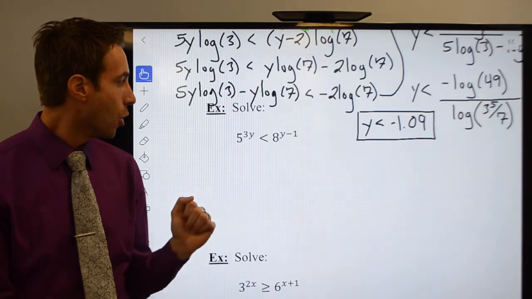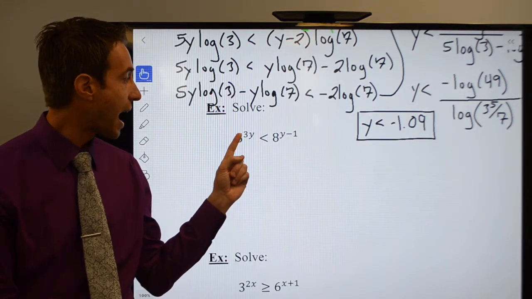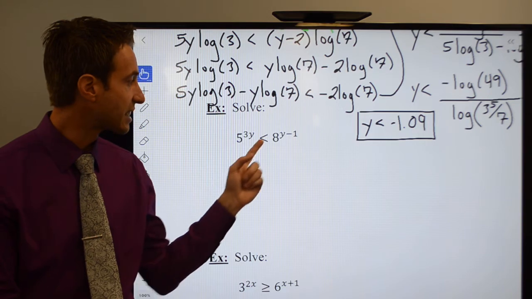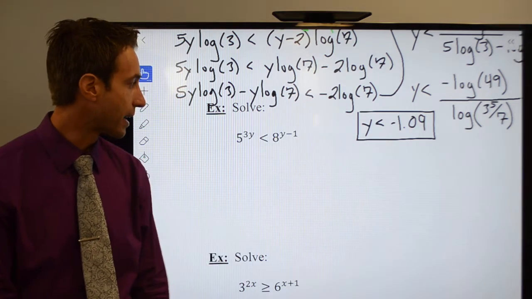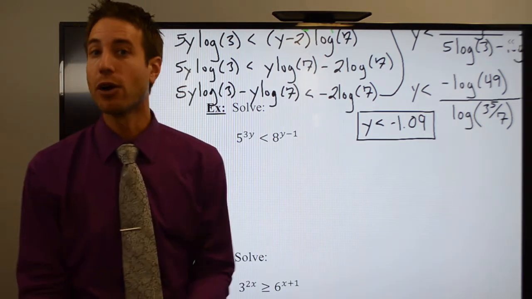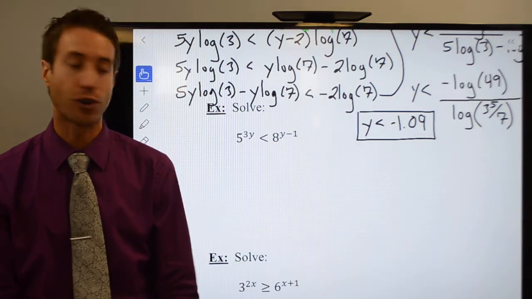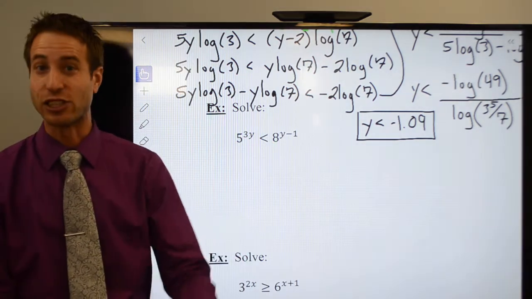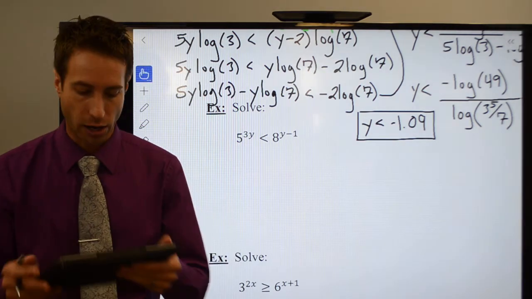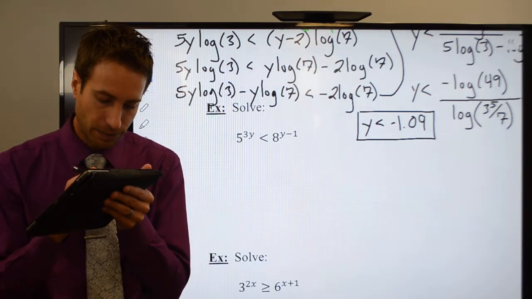We're going to solve 5 to the 3y power is less than 8 to the y minus 1 power. All right, well, we know there's no way to rewrite 5 and 8 so that they're the same base, at least not with integer exponents. So let's go ahead and take the common log of both sides.